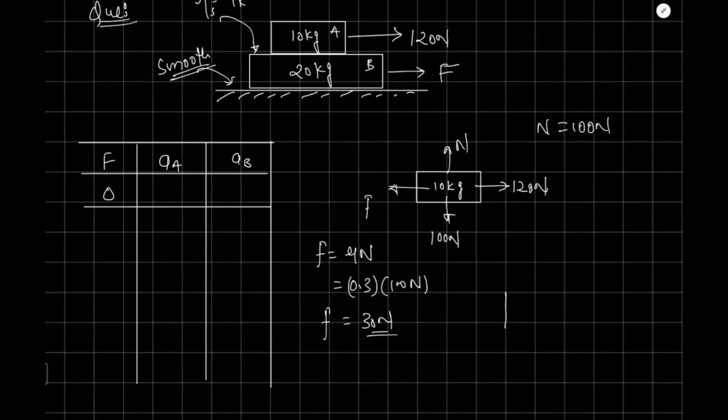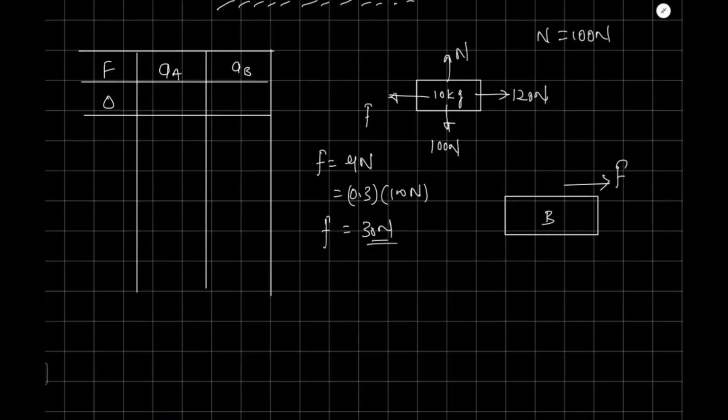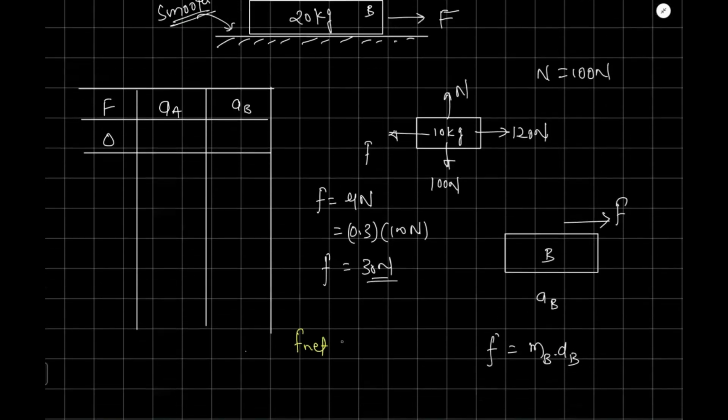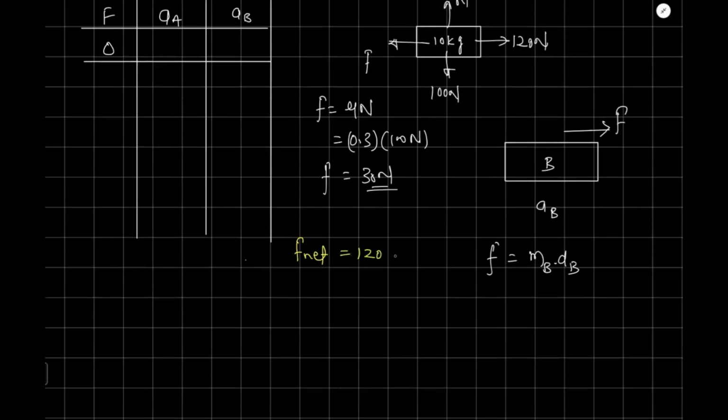If you draw the free body diagram of block B, you know on this one the friction force will act in this direction. It will have the acceleration, let's say a_B. So you can say F is equal to mass of B into acceleration of B. Now if you find F net on block A, what will it be? 120 minus 30 Newton, and that will be equal to mass into acceleration of A. The net force acting on A is 90 Newton, and mass of A is 10. You will get acceleration of A equal to 9 meter per second square.